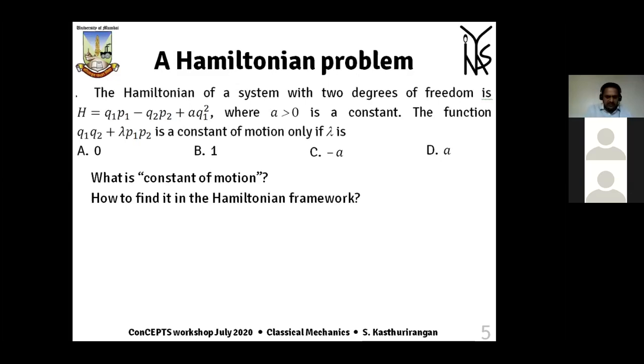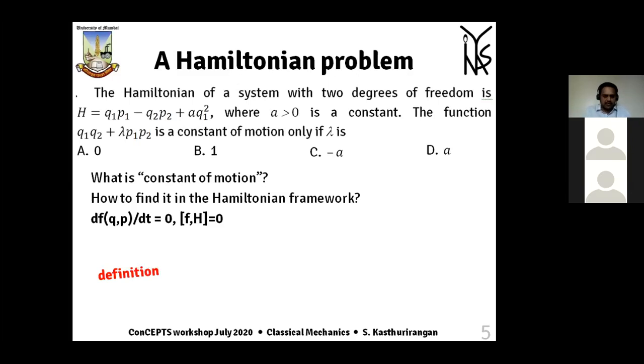Of course, all of you must be aware, a constant of motion is some quantity which doesn't vary with time. It's a function of the dynamical variables which doesn't vary with time. And the prescription in the Hamiltonian framework is to take the Poisson bracket of F with the Hamiltonian; if it turns out to be equal to 0, then F is a constant of motion. Now, this problem turns into a problem of evaluating the Poisson bracket.